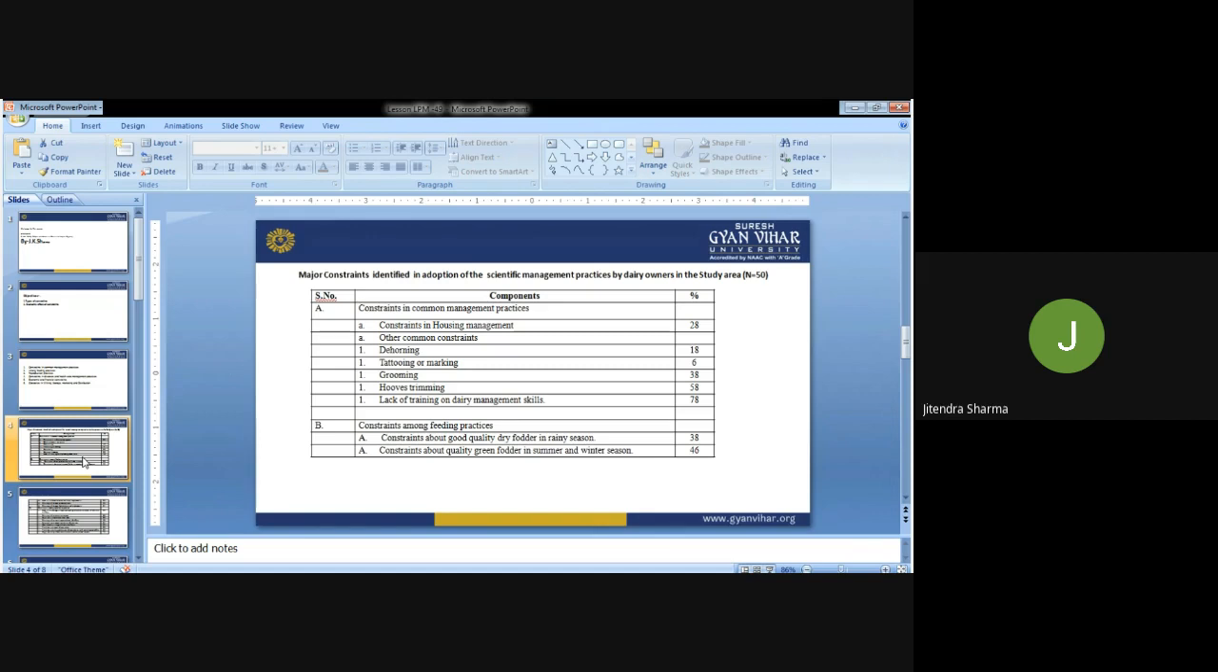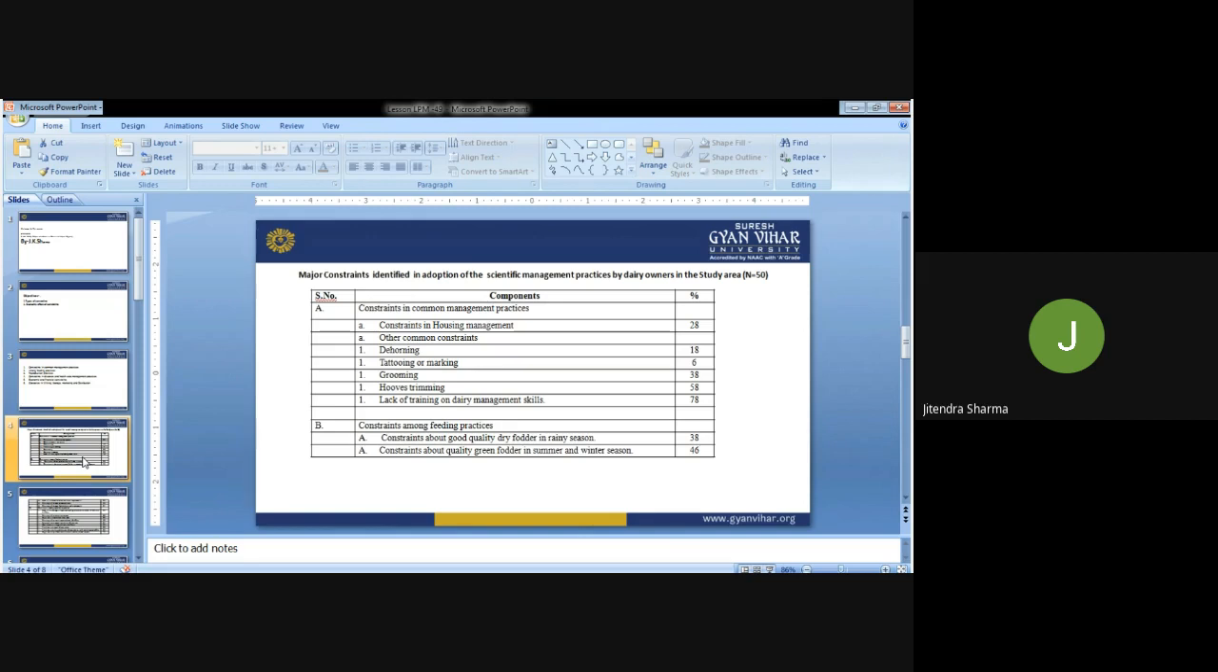Tattooing and marking. Generally, only 6% of dairy owners had objections and constraints in marking and identification of the animals, because they feel they can identify their animals by the animals themselves. So they have that kind of reservation. Only 6% of people do not have identification of their animals. Otherwise, most people, partially or fully, have identification of their animals. Then one of the most important practices, grooming.